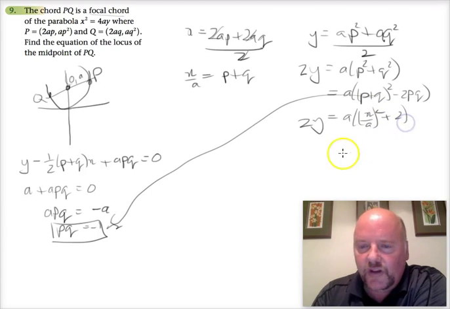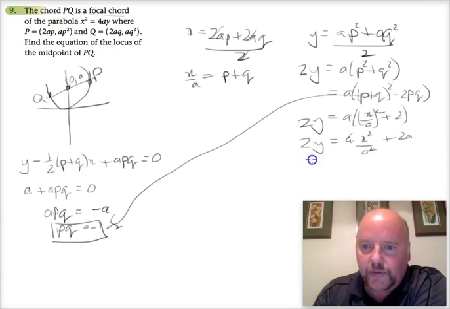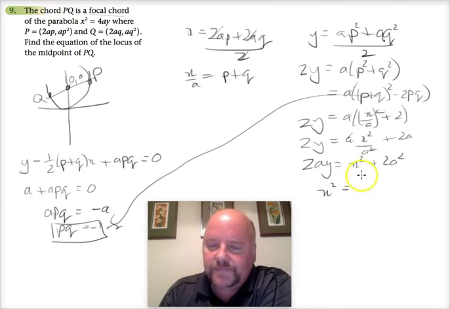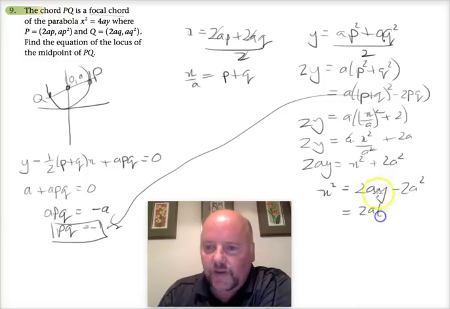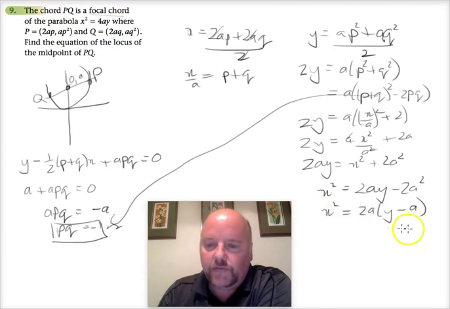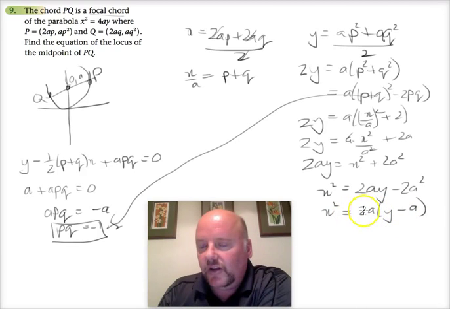plus a 2. Now again, it's just a matter of expanding this and getting it the way they want it. So we get a times x² on a², times that, so that a can cancel out one of those. I'm going to multiply through by a, so we get 2ay = x² + 2a². And just write it in a nice way: x² = 2ay - 2a². Take out a 2a. The reason I take out 2a is I want to get the y by itself, because now this is in the general form for a parabola. So I get x² = 4a, and so on.